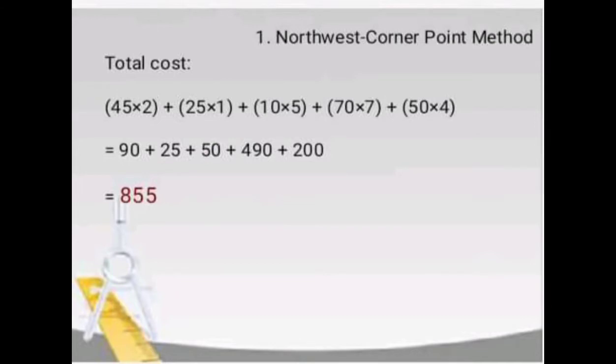So from the allocated numbers, we have 45 into 2 equals 90, 25 into 1 equals 25, 10 into 5 we have 50, 70 into 7 we have 490, and 50 into 4 we have 200. So we add these numbers, and we get an answer of 855.